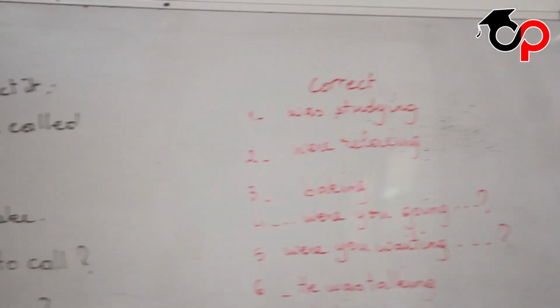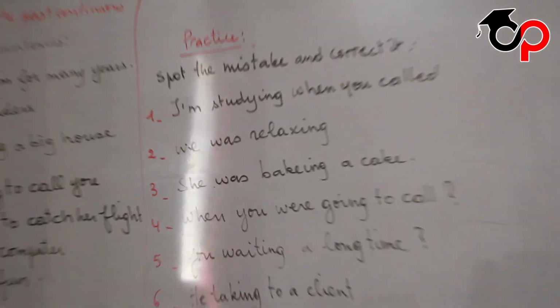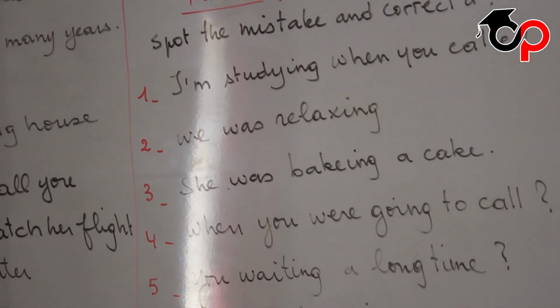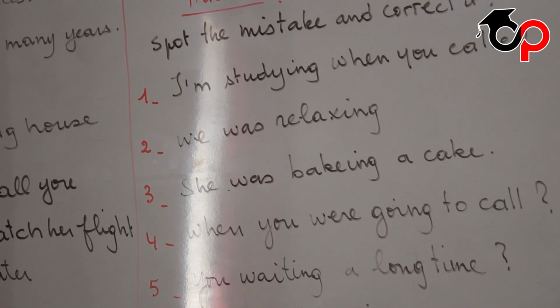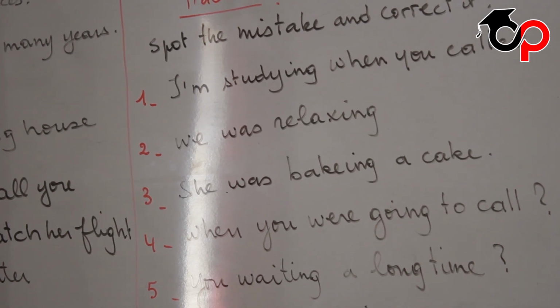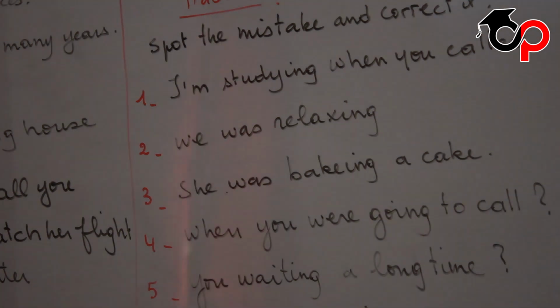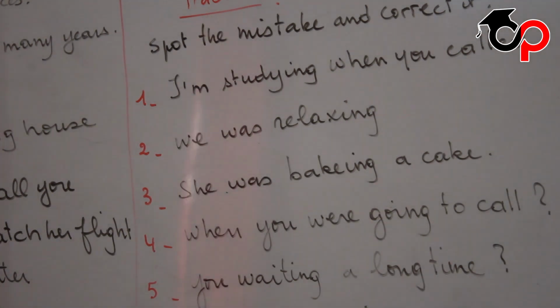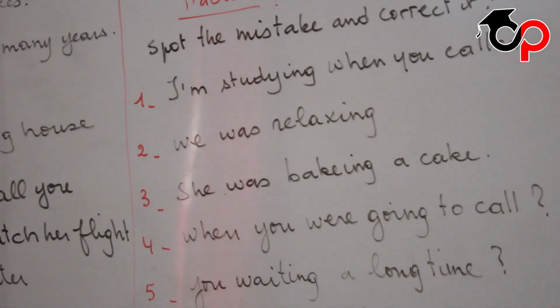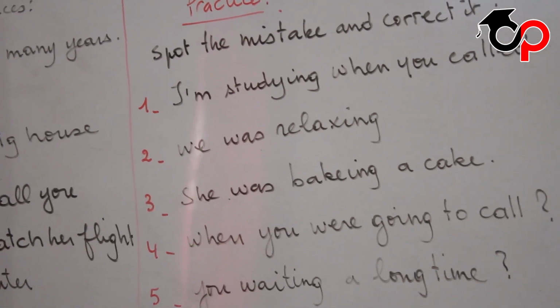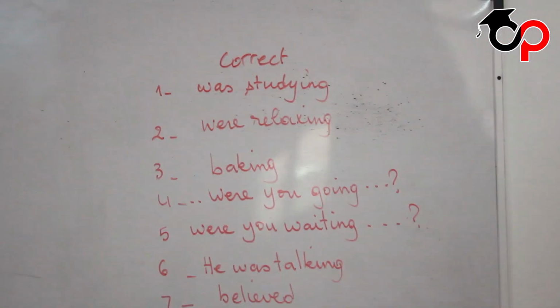Sentence number 2, we was relaxing. As you know, we have seen before that with we and they, we do not use was. We use were. So we say we were relaxing, not we was relaxing.